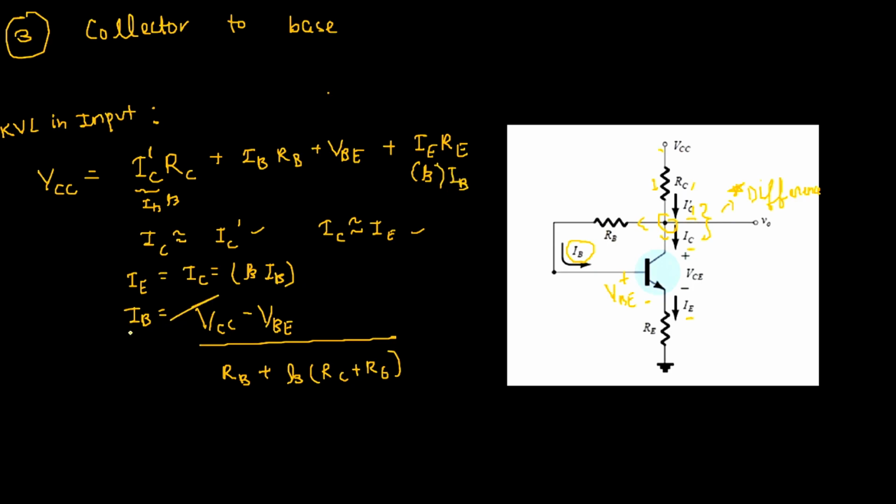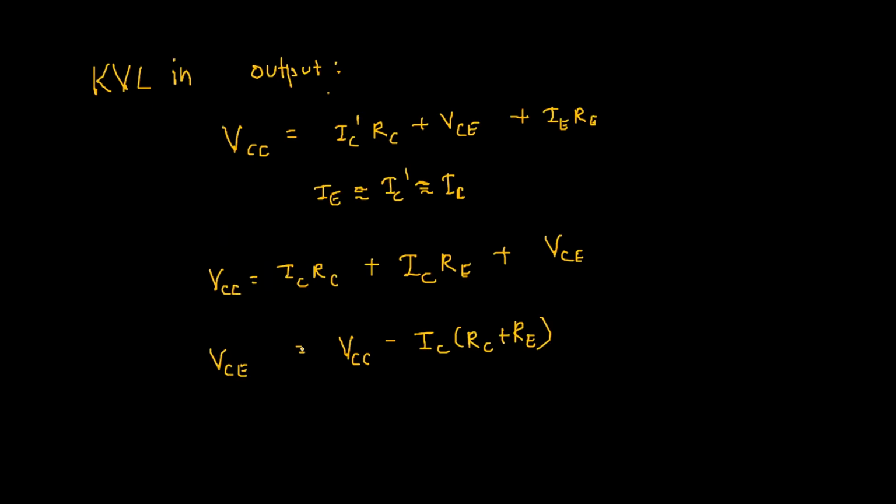So because of this, we get our expression for IB as VCC minus VBE divided by RB plus beta into RC plus RE. Like you can see, again the value of base current depends on beta. So whenever the value of base current tends to depend on this beta, we can get an assurance that it's comparatively stable. The Q point is comparatively stable.